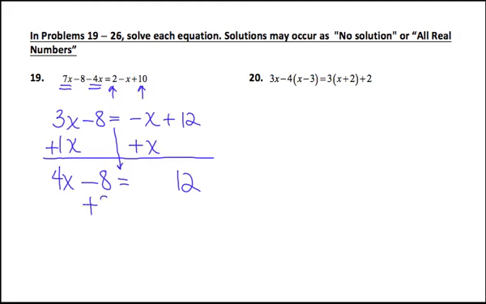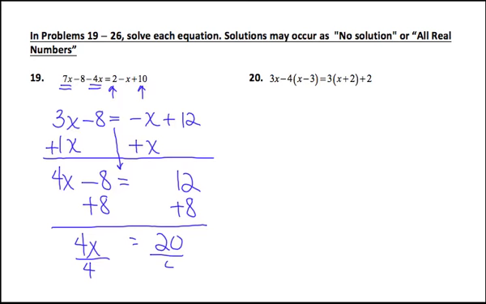So to do that, I'm going to add 8 to both sides. And I'll have 4x equals 20. And now to solve for x, I'm going to divide both sides by 4 to get x alone, and I find out that x is equal to 5. Please remember, you should check this answer in your original equation to be sure that it works and it gives you a true statement when done.